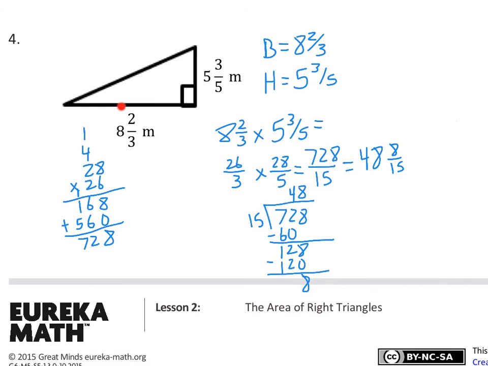All right, so we established the base is 8 2/3 meters. The height is 5 3/5 meters. So we're going to be multiplying those, which would give us this rectangle. But since we need to get rid of this section, we're going to divide by 2.